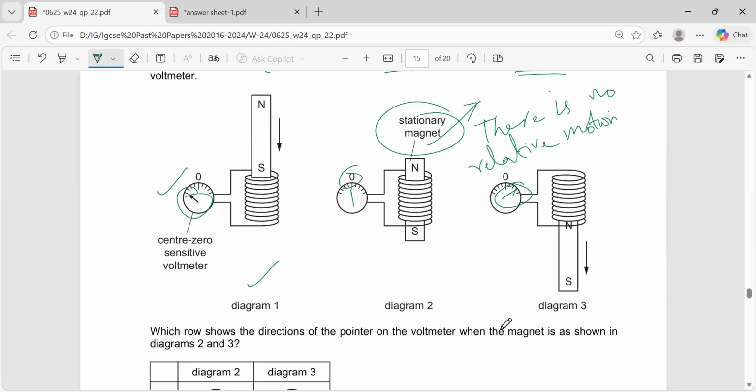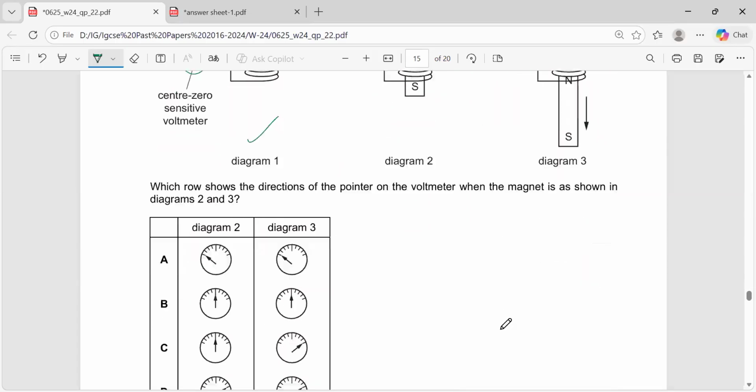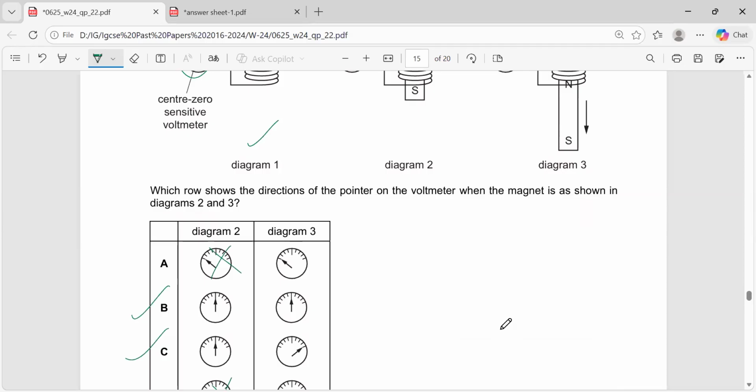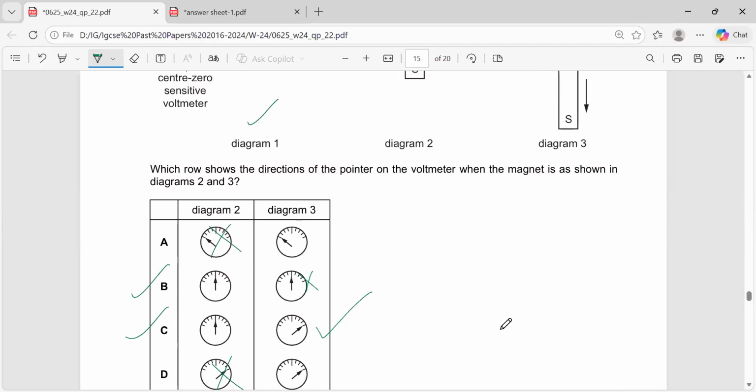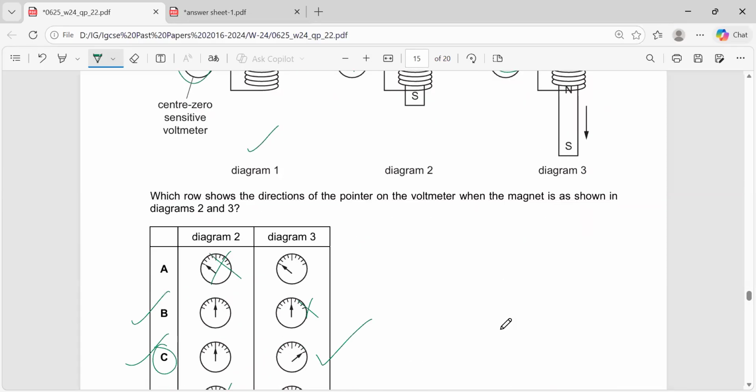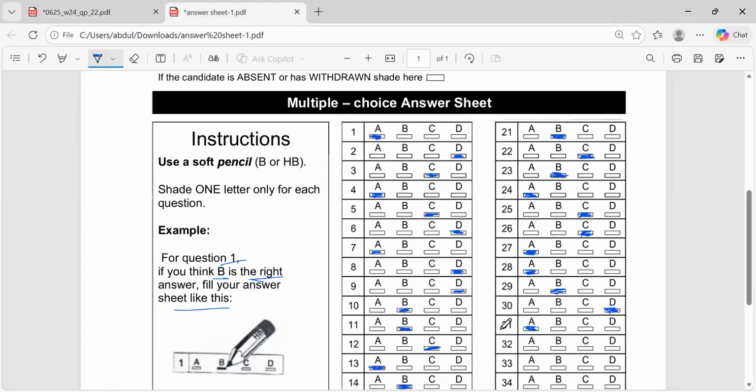So now check what can be the answer. Diagram 2: this is out and this one is also out. It can be B or C. Then here current will be induced, so only this one. C is the correct answer. So answer for 32 is C, my dear friends.